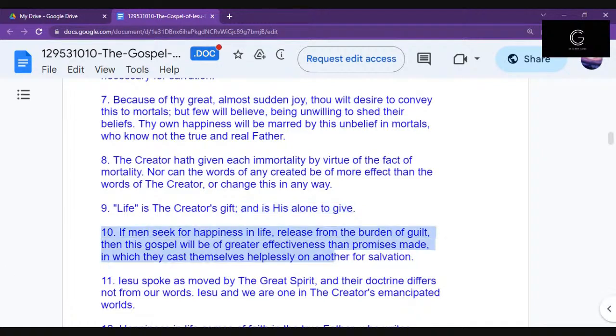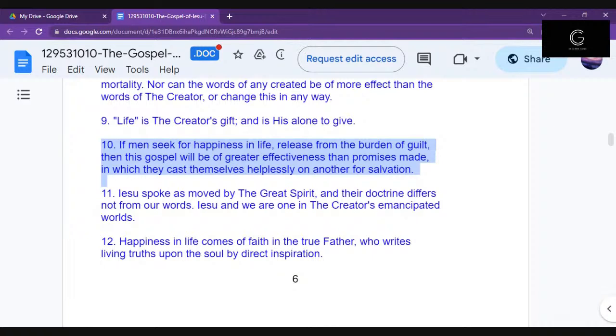If men seek for happiness in life, release from the burden of guilt, then this gospel will be of greater effectiveness than promises made in which they cast themselves helplessly on another for salvation. Iesu spoke as moved by the Great Spirit, and their doctrine differs not from our words. Iesu, we are one in the Creator's emancipated worlds.